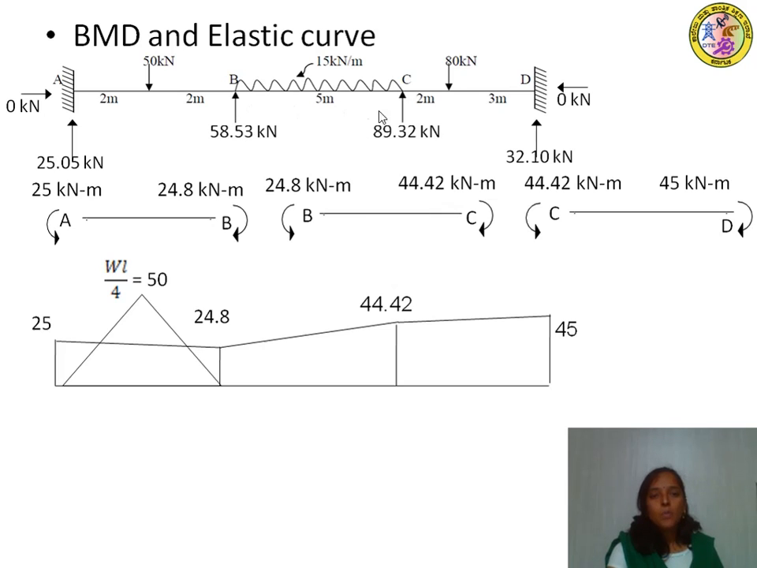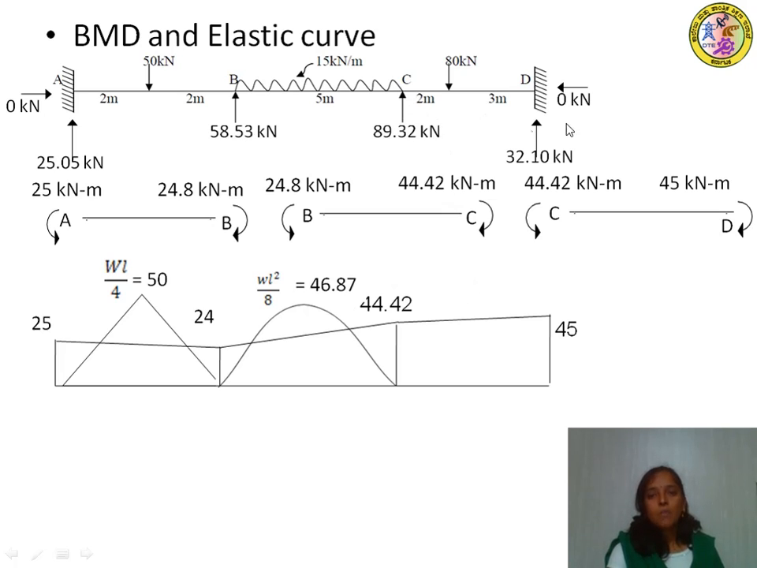So simply supported beam subjected to UDL throughout. What is the variation? It's a parabola. So what is the highest ordinate? It is equal to WL square by 8. So if you substitute the values of W as 15 and L as 5, it will be equal to 46.87 kilonewton meter.